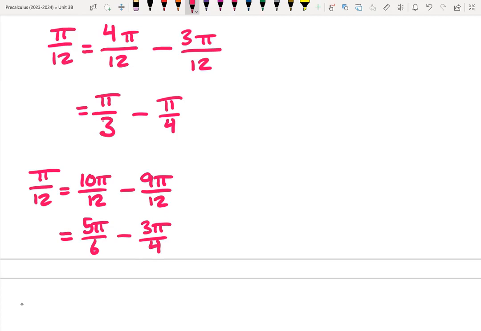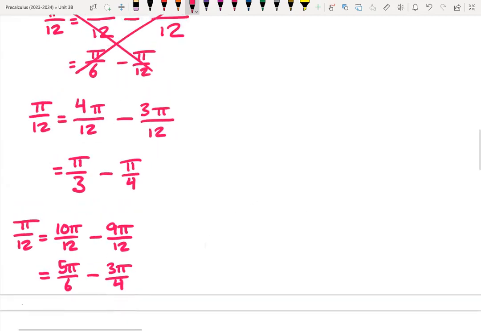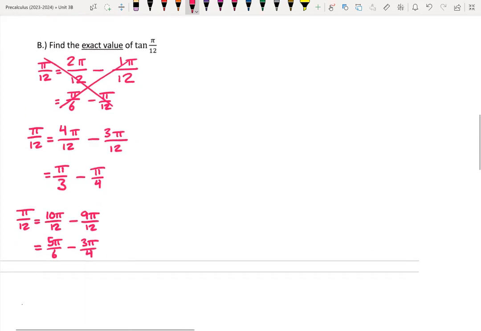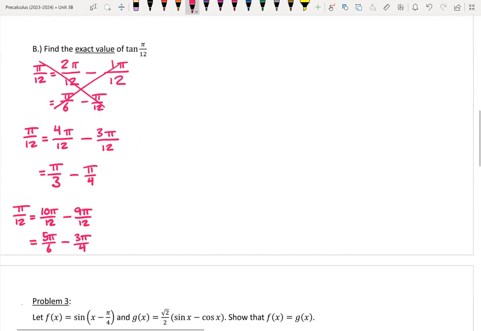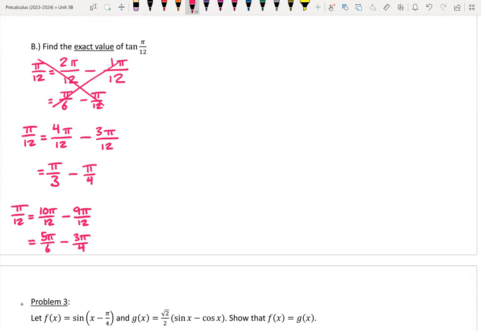Okay. So does it matter which one we use, the pi over 3 and pi over 4, or the other two? No, they're both going to be equivalent in the end. We're going to go ahead and use this first pairing we found. All right, so both are fine, both work. You can choose, but I'm going to go ahead and use the first one. Now, which trig function are we looking at? Sine, cosine, tangent, which one?